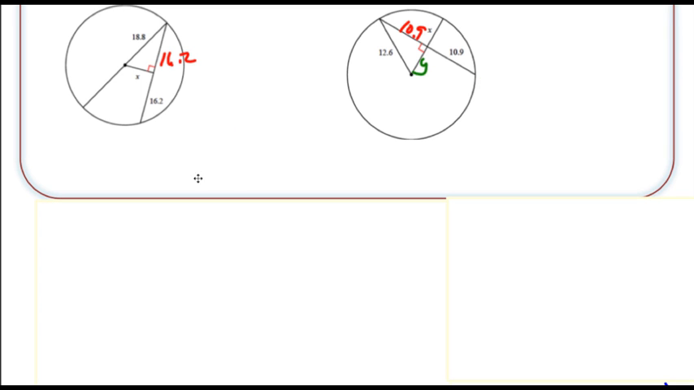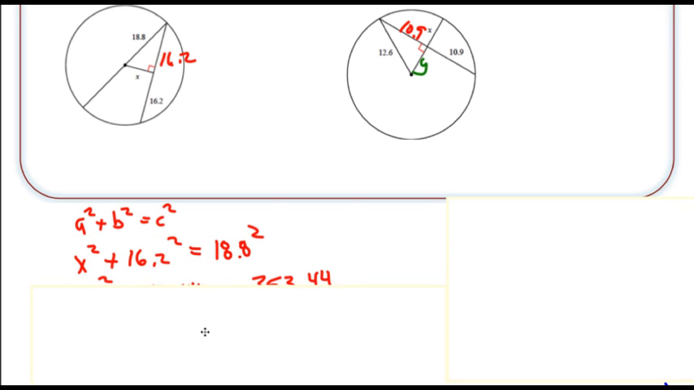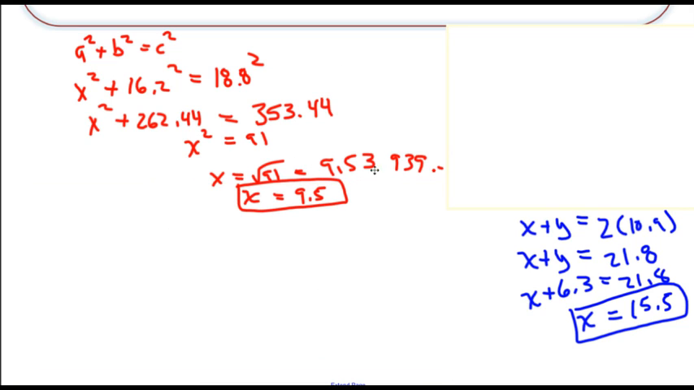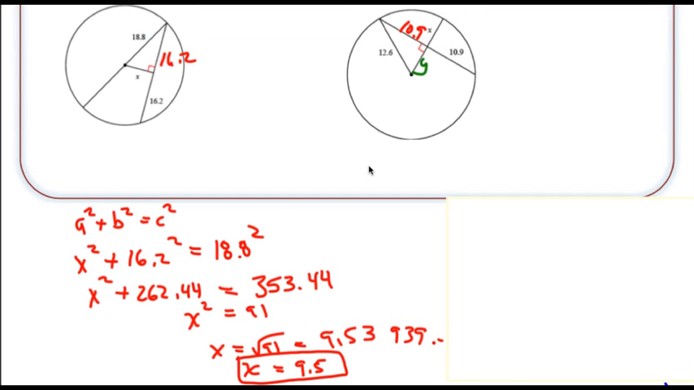I hope that you did these problems. You put your best into it. Let's look at the first one. A squared plus b squared equals c squared. If this half of the chord is 16.2, then the other half is as well, because they're perpendicular, that's theorem 3. So we plug in. We get x squared plus 16.2 squared equals 18.8 squared. You square both. You get x squared equals 91. Take a square root. And we get x equals 9.53, blah, blah, blah. You round it to the nearest tenth because the place value on the right is a 3. Then it does not round up.